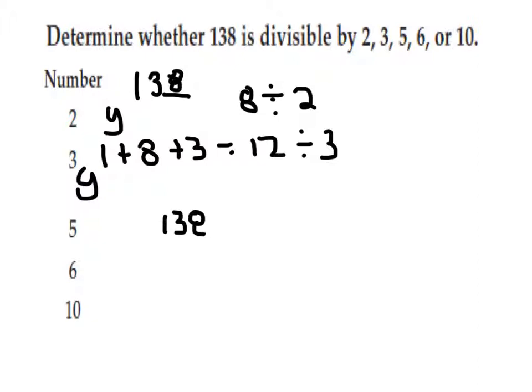Now, 138. Does the ones digit have a 0 or a 5? The answer is no, so it's not divisible by 5. Now, here where it comes to 6, all we have to know is whether it's divisible by 2 and 3. We did that work already, and they're both yes, so the answer here is yes. And the last one, 138. Is the ones digit a 0?